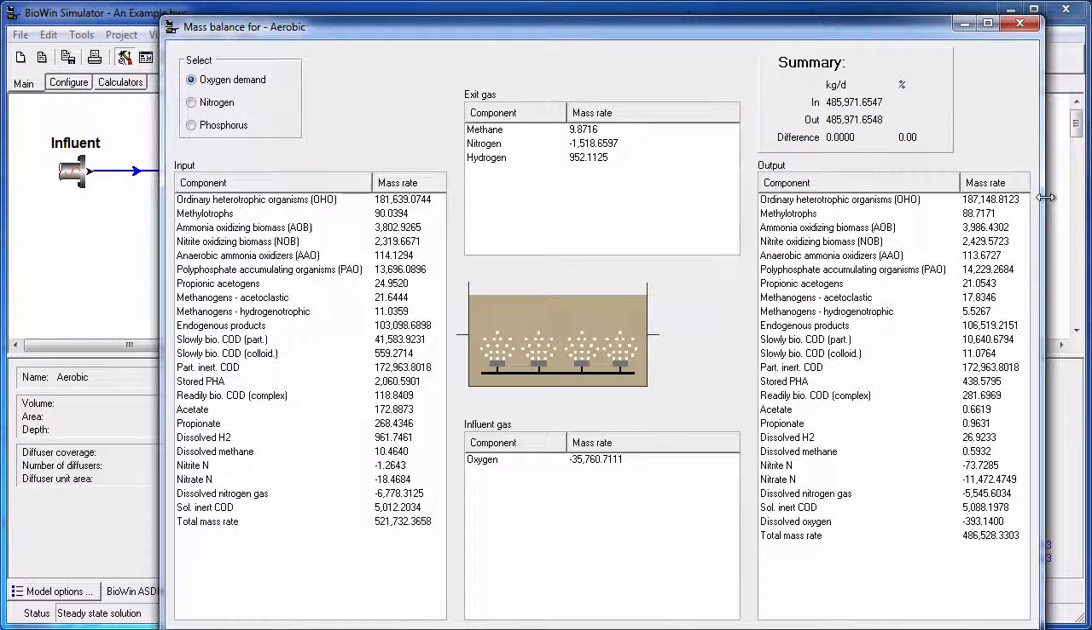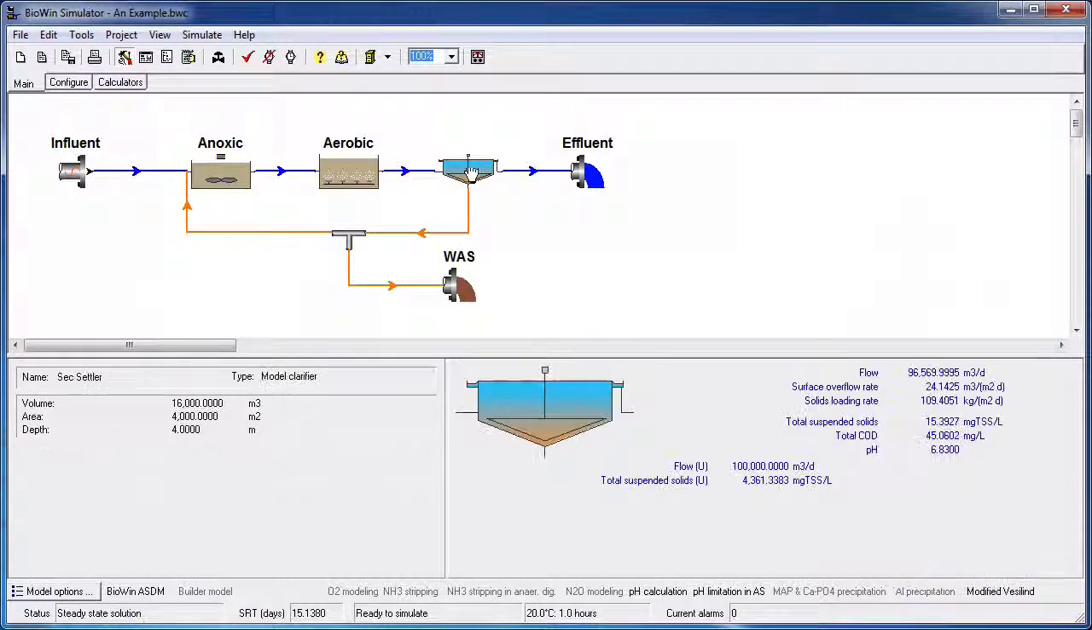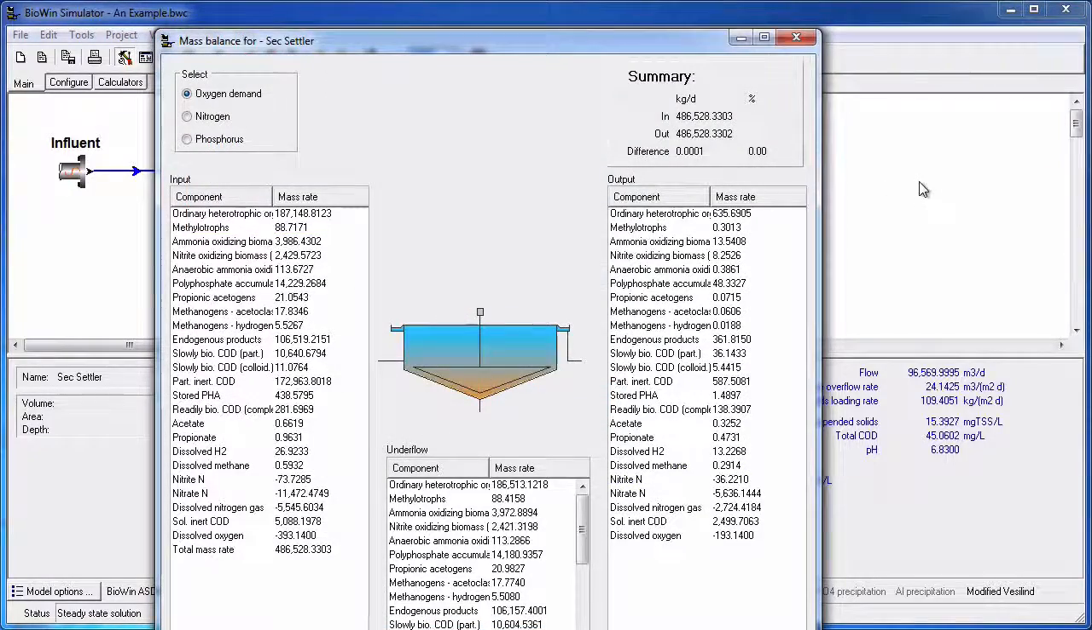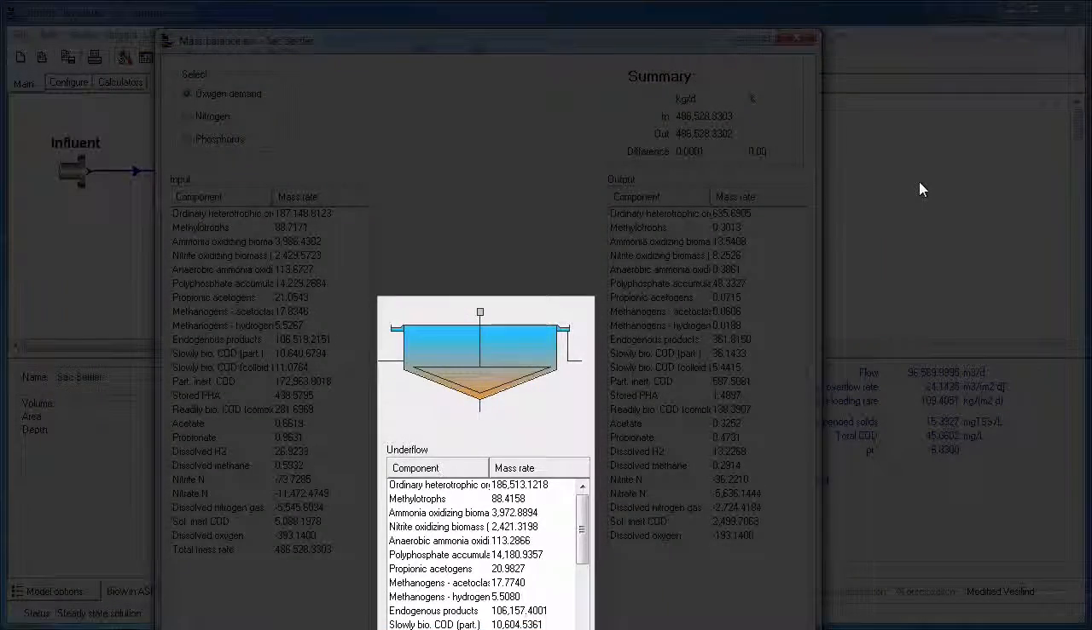Different elements may have slightly different layouts for the mass balance window. Let's close the mass balance window for the aerobic bioreactor and open the mass balance window for the secondary settler instead. Here we can see that the clarifier element, which has no exit gas input, uses the list box below the element icon to represent the underflow instead of the influent gas.